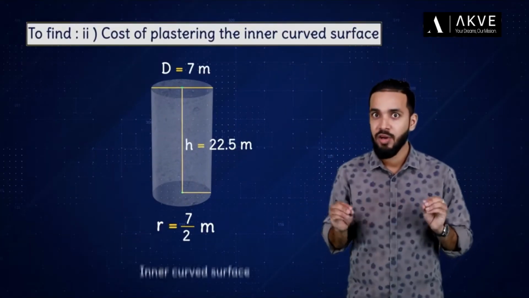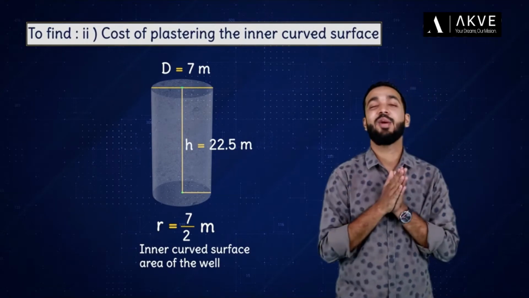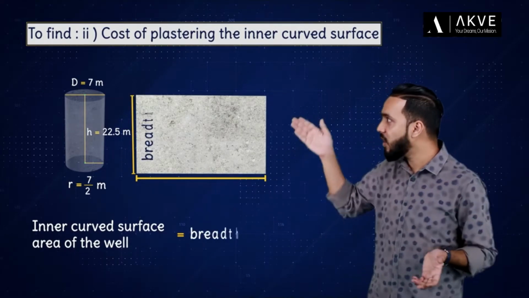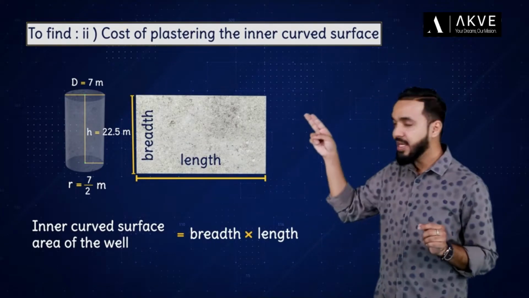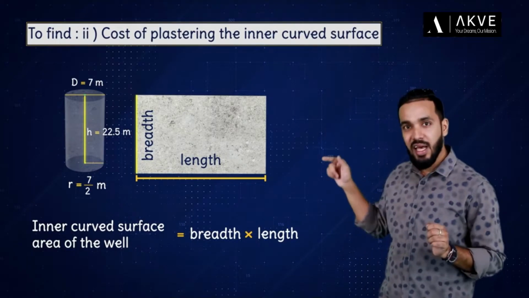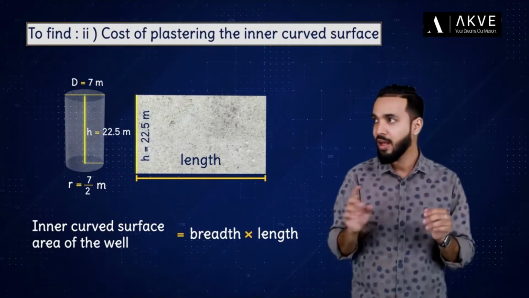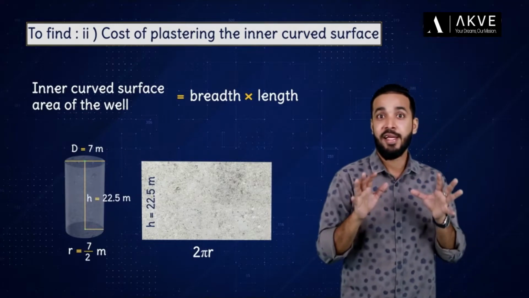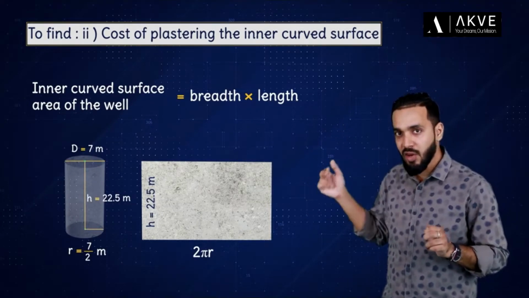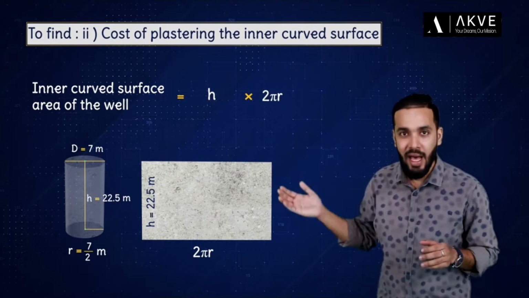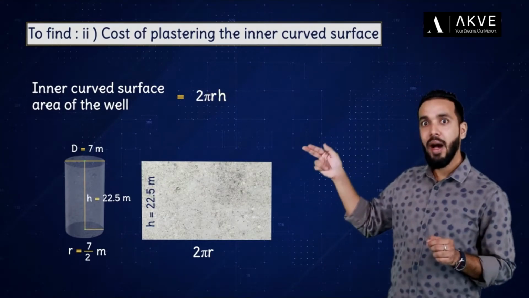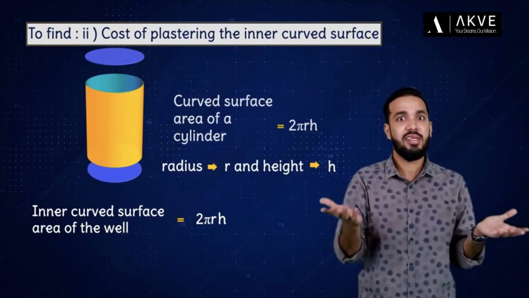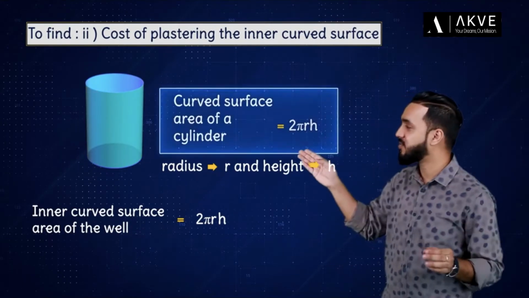So the cubic meters of earth to be dug out to make the well is just 866.25. Now, for the inner curved surface area of the well, we know that it's going to be the same as the area of this rectangle, which is nothing but the product of these two sides, right? Now, this side, as already discussed, is the same as the height or the depth of the cylinder. And this other side is the same as the circumference of the cylindrical well. So basically, the inner curved surface area of the well is equal to h into 2 pi r, which can also be written as 2 pi r h. We know that 2 pi r h is the curved surface area of a cylinder, right? So we could have actually used this formula directly.